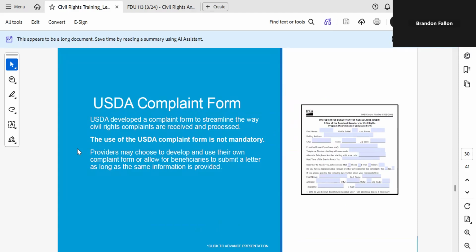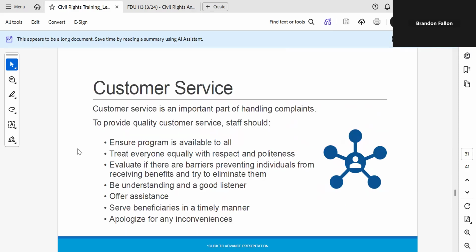This is the complaint form. Customer service is an important part of handling complaints. To provide quality customer service, staff should ensure the program is available to all, treat everyone equally with respect and politeness, evaluate if there are barriers preventing individuals from receiving benefits and try to eliminate them. Be understanding and a good listener. Offer assistance. Serve beneficiaries in a timely manner.